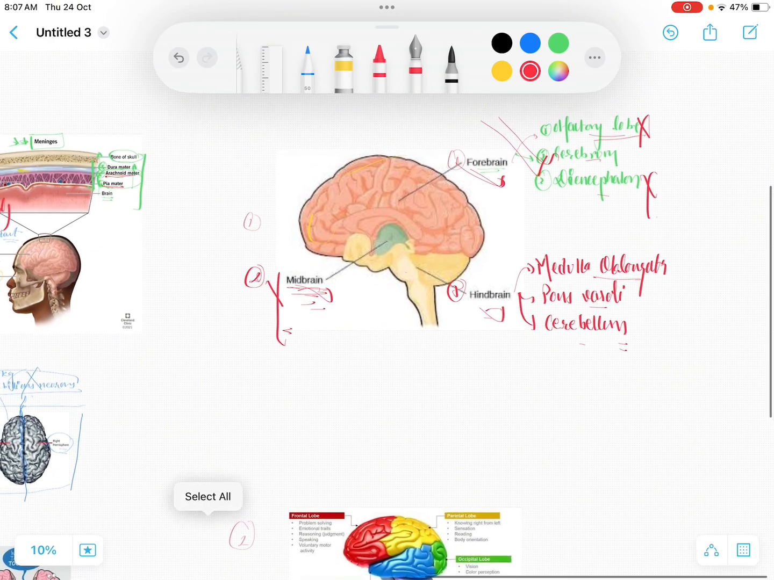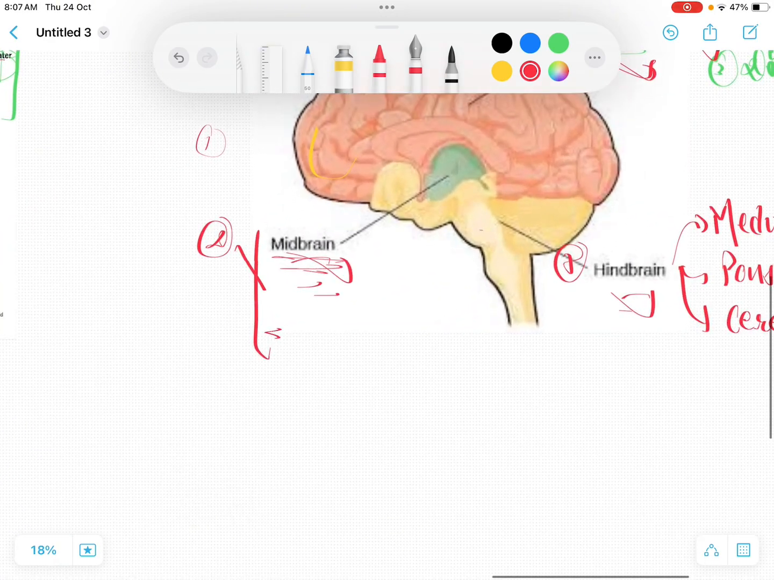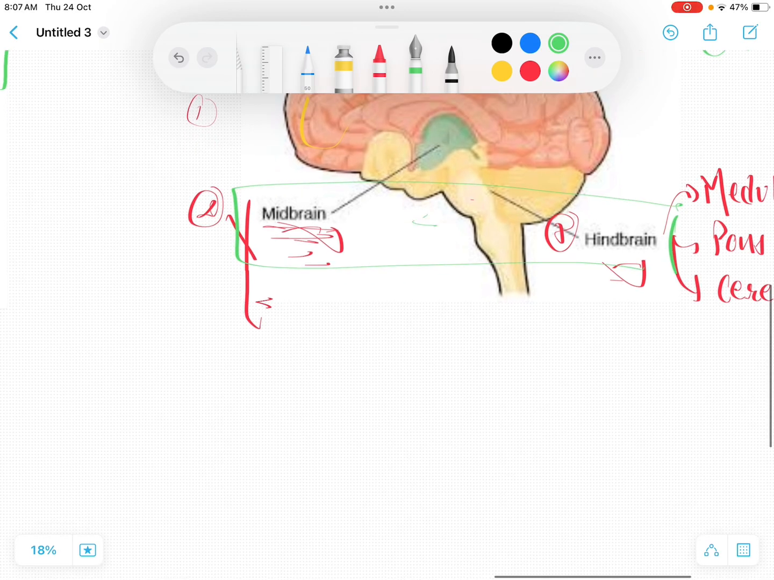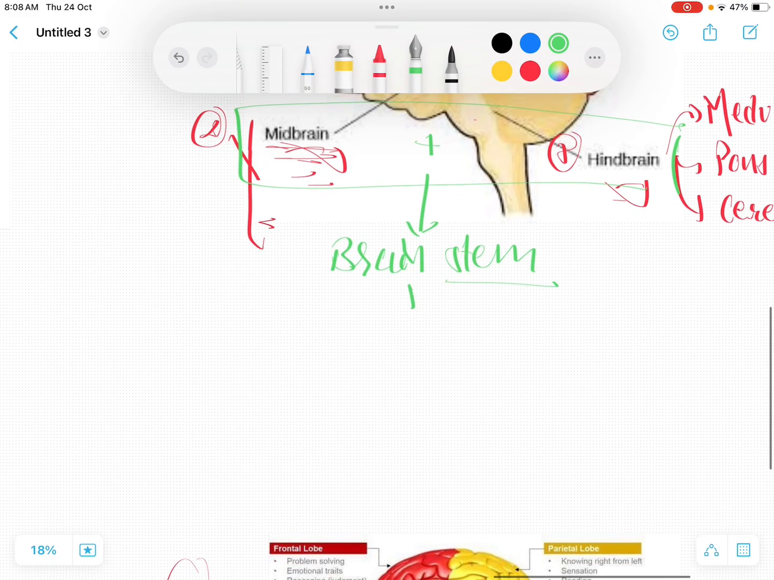Also, one very important point is the midbrain plus hindbrain. You see these two structures, right? Together these two structures form the brainstem. This is a very important one. So the brainstem is nothing but the midbrain plus hindbrain. Do you know the brainstem?